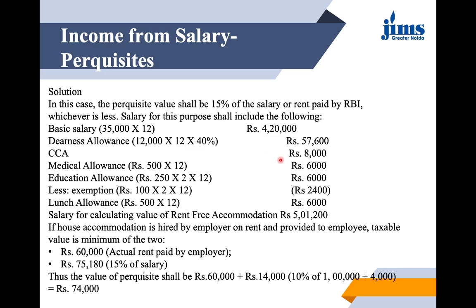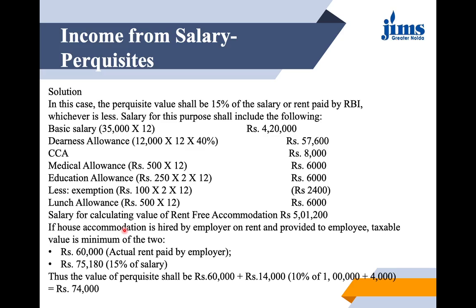Then city compensatory allowance rupees 8,000, medical allowance rupees 500 per month, for 12 months rupees 6,000. Education allowance rupees 250 per month for two children for 12 months, so 6,000. We do have an exemption under education allowance that it is allowed up to rupees 100 per child for up to a maximum of two children. So it would count as 2,400 out of the 6,000. Then we do have lunch allowance rupees 500 per month for 12 months, that is rupees 6,000. Salary for calculating the value of rent-free accommodation here accounts for rupees 5,01,200.